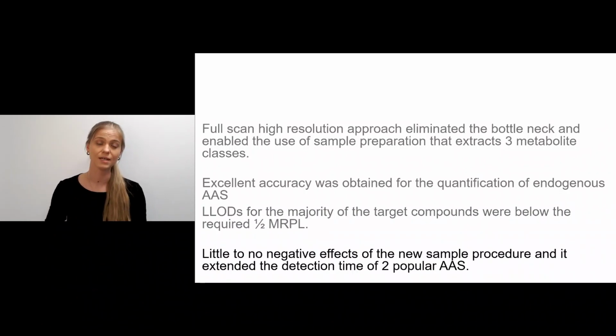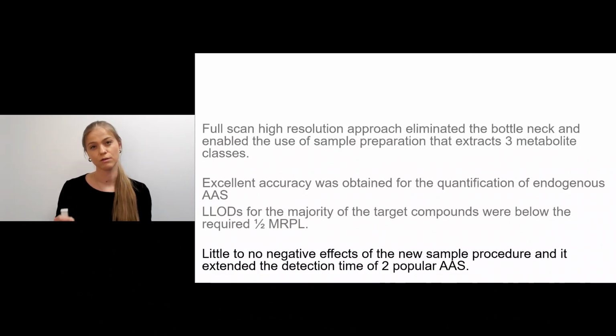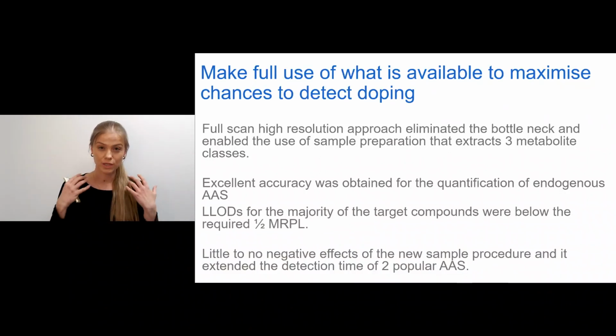And lastly, when running excretion studies, we found little to no effect on the conventional metabolites. And in 2 of the 3 anabolics that we studied, it actually provided an extended detection time. And so we can say that you can now make full use of what is available to you, so that we all can now maximize our chances to detect doping.